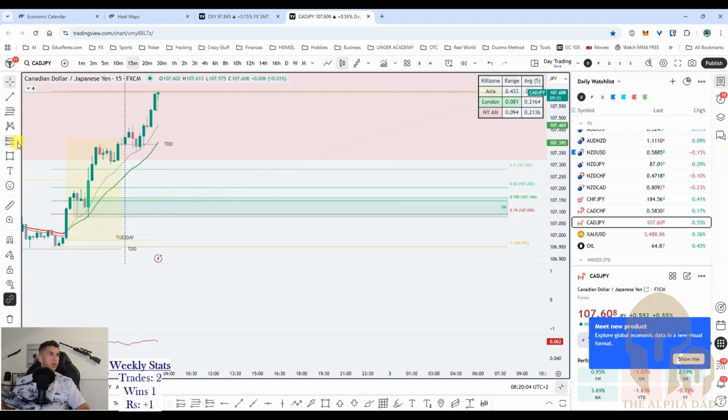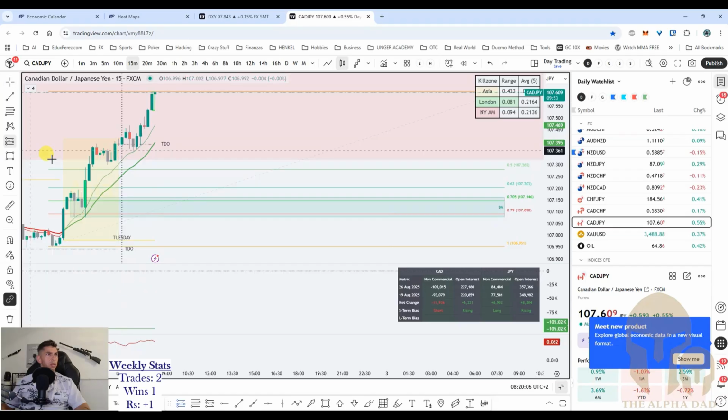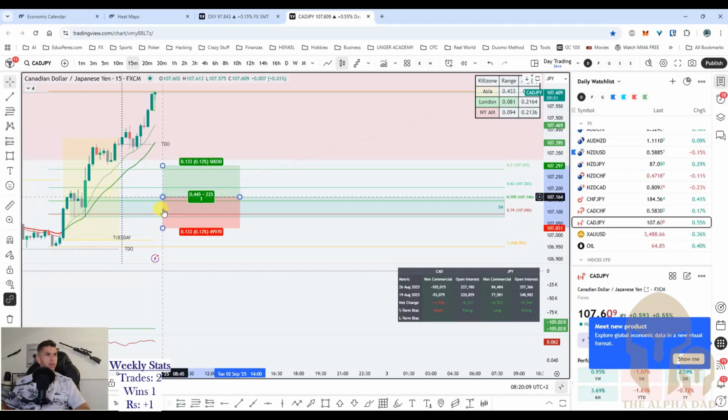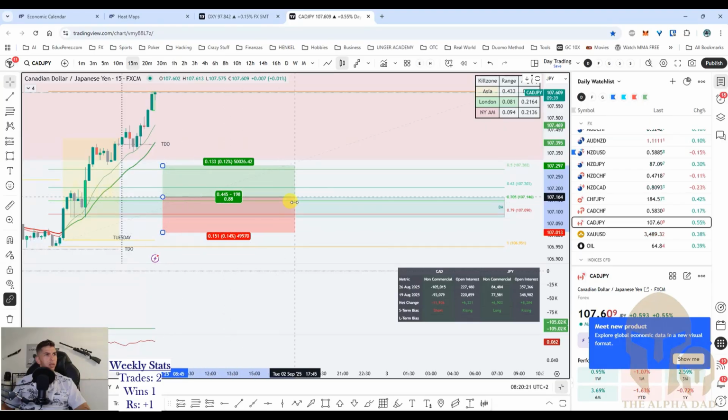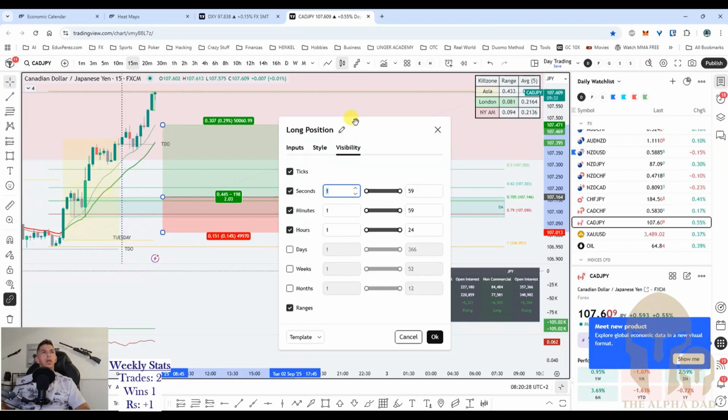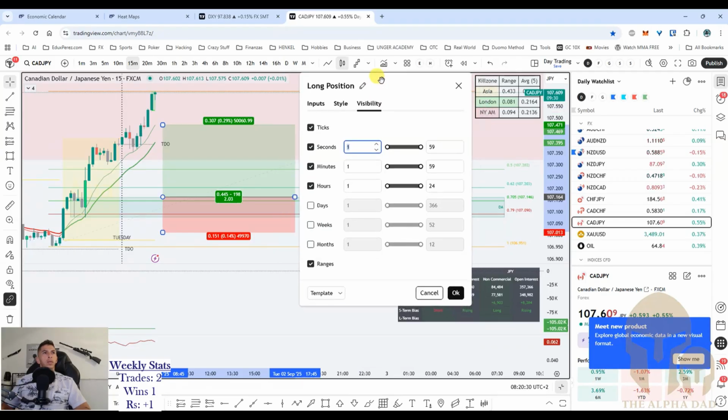So let's put our order right here. We have so many orders to trade from. 9 pips. I don't like 9 pips. So let's put 15 pips stop loss here, and a 30 pip take profit right here.